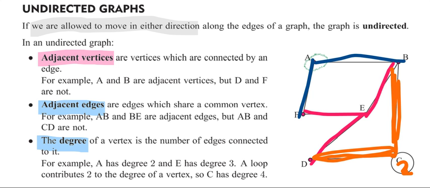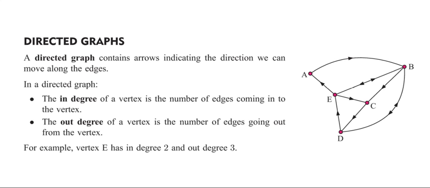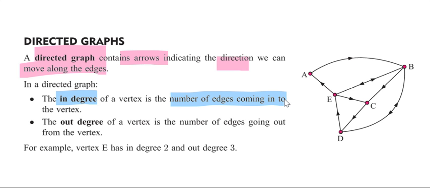Let's move forward now. Next, we have the directed graph. In the directed graph, it tells you if you can only go in one direction or you can go in both directions. A directed graph contains arrows which indicate the direction in which we can move along the edges. In a directed graph, we will have the in degree of a vertex, which is the number of edges coming in towards it.